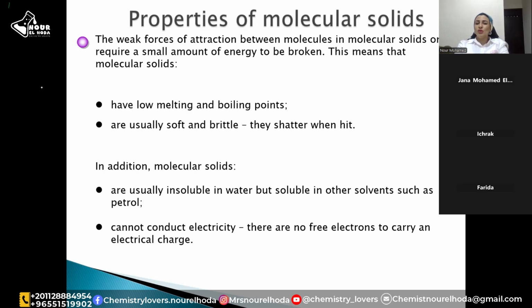Of course, as I told you, they are soft. They don't conduct electricity. They are insoluble in water. They have low melting and boiling points. Covalent compounds are already non-metals, so for sure they have low melting and boiling points.